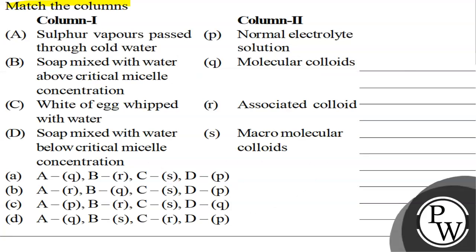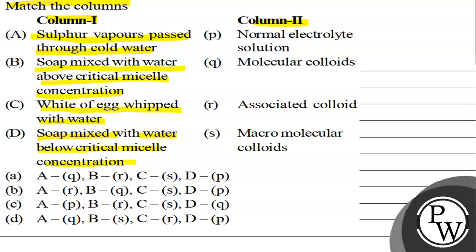Match the columns. Column 1 and column 2. Column 1: A. Sulfur vapors pass through cold water. B. Soap mixed with water above critical micelle concentration. C. White of egg whipped with water. D. Soap mixed with water below critical micelle concentration.